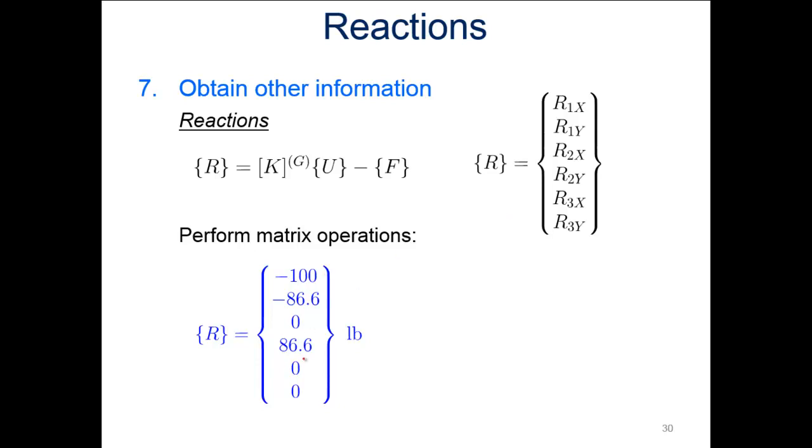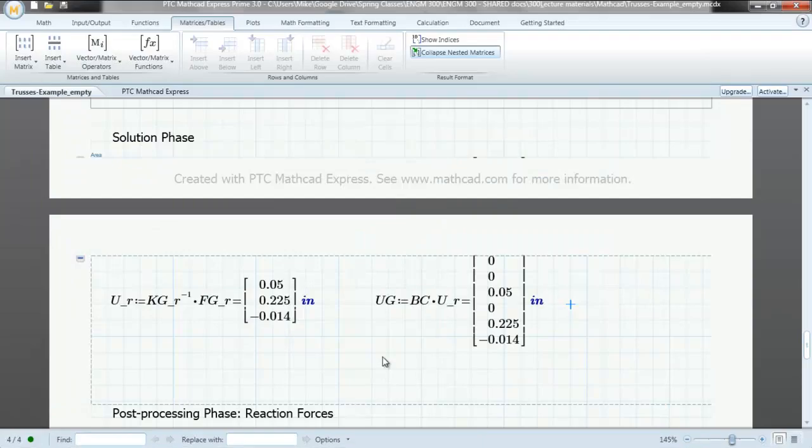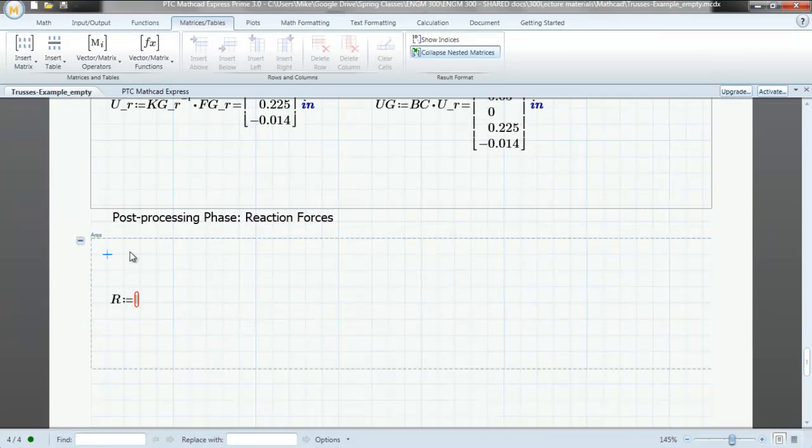And just to do a sanity check, does this make sense? We got 100 pounds being applied in the x direction. We should see 100 pounds reaction force because this is the only point preventing this thing from sliding in the x direction. So we see a negative 100 there being applied at node 1. So that looks like we're on the right track there. All right, so let's do this. All right, so come down here, we're going to post-process with our reaction forces.